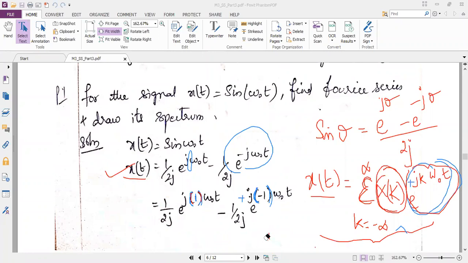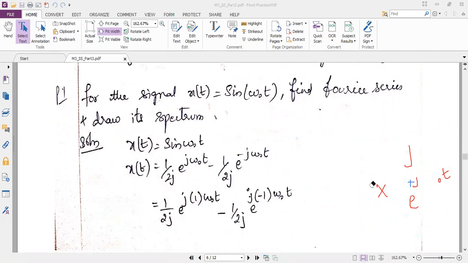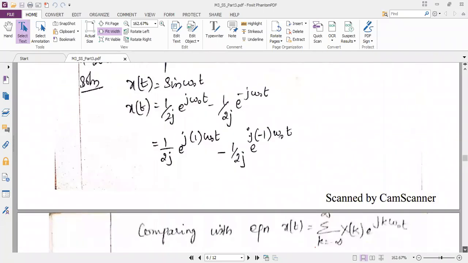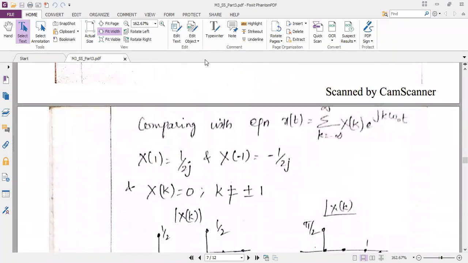Since our work is still not completed, because in the question they have asked us to draw the spectrum. Drawing the spectrum is nothing but I need to first calculate the magnitude and then the phase. After calculating magnitude and phase, I can draw the spectrum. Let me show you the screen. See, I have written comparing the equation with the standard formula. I can get this x of 1 and x of minus 1.